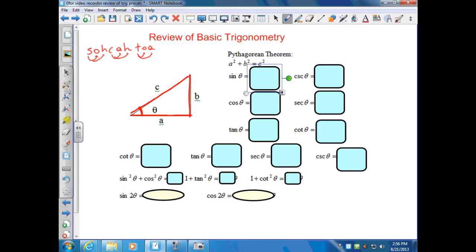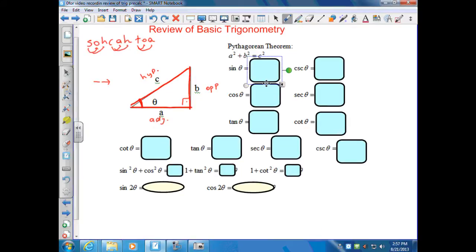So again, here we have our basic right triangle. If we're dealing with the angle theta, the side that is one of the legs and that is adjacent to theta is called our adjacent side. The side that is directly across from theta is our opposite side, and the longest side, the side across from the right angle, is your hypotenuse, right? So I hope you can remember those.